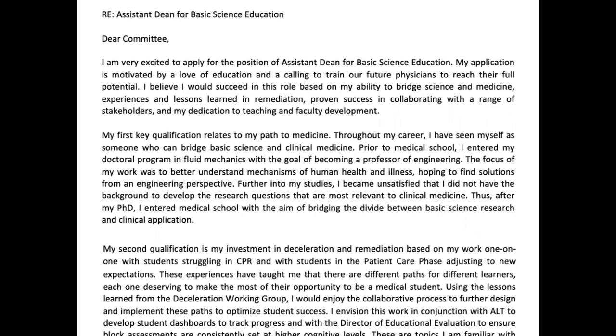But her 3 qualities are her ability to bridge science and medicine. Oh, I guess she has 4. Experiences and lessons learned in remediation, proven success in collaborating with a range of stakeholders, and her dedication to teaching and faculty development. And so then her first qualification talks about her story. Here's why she can bridge science and medicine, because she had a PhD in fluid mechanics. And then the second one goes into detail about her work in remediation. This is stuff that probably was in her CV, but you can't really explain it enough in a CV.